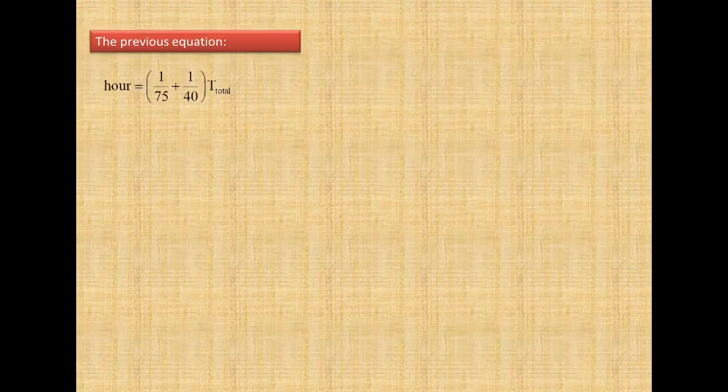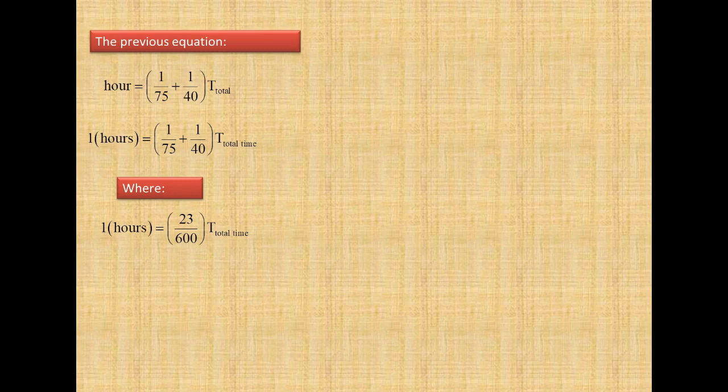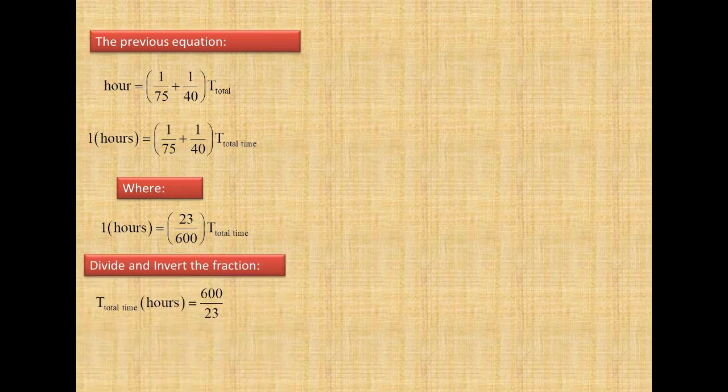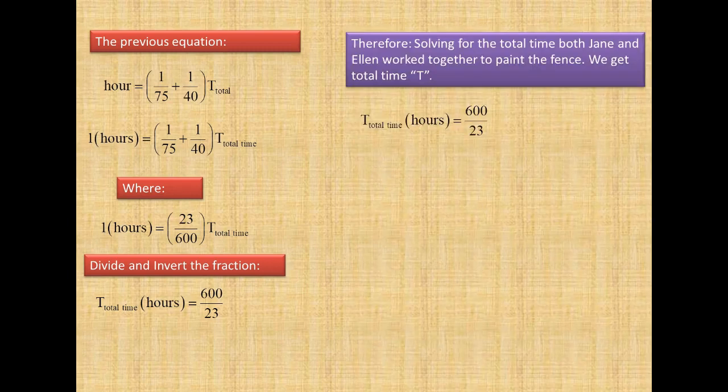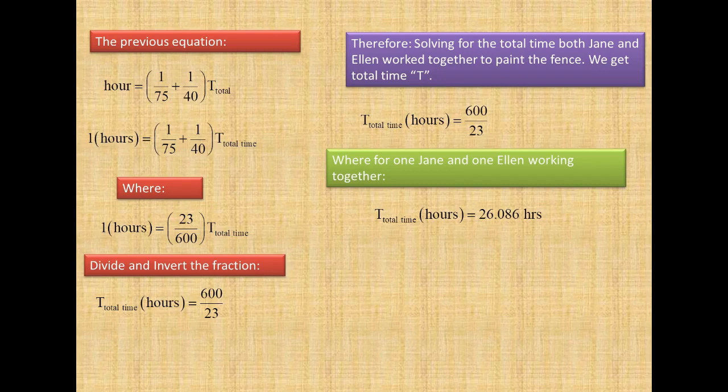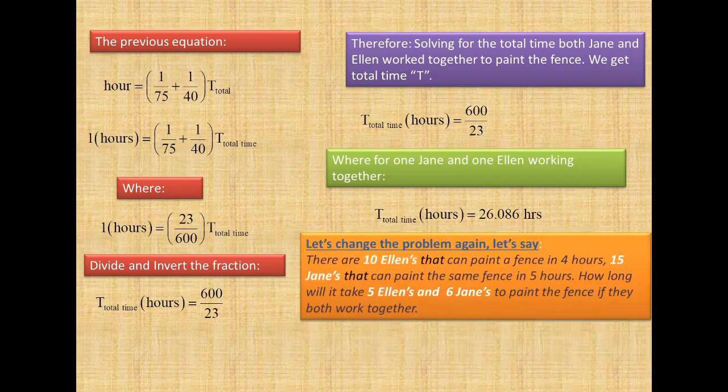Let's continue. Here's our previous equation. And we invert and multiply. We divide and invert the fraction. Therefore, solving for the total time both Jane and Ellen work together to paint the fence, we get, where for one Jane and one Ellen working together, the total time equals 26.086 hours.